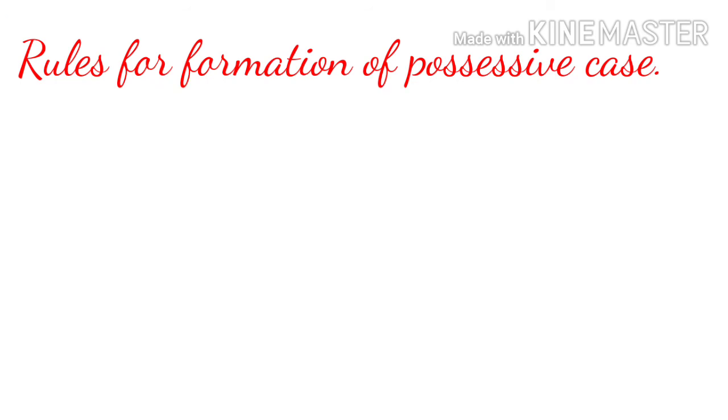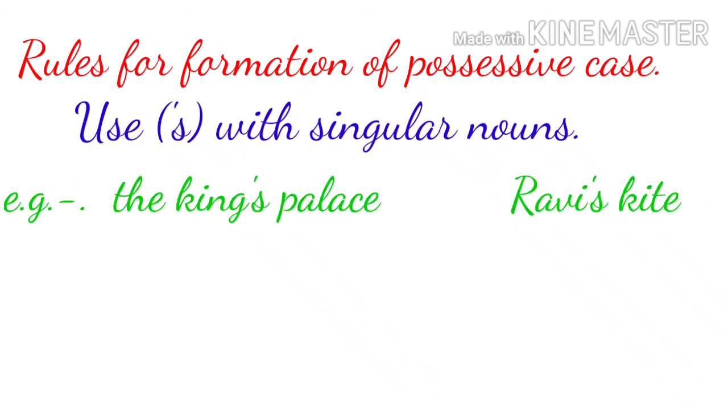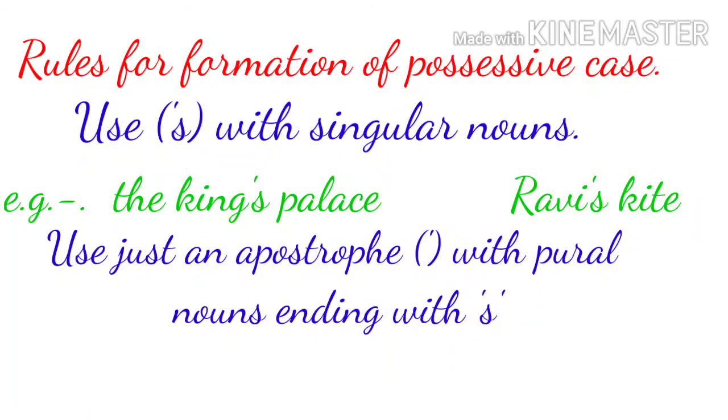Now let's learn the rules for formation of the possessive case. We use apostrophe and s with singular nouns. The possessive case of a singular noun is formed by adding apostrophe and s. For example, the king's palace. Here king is the singular word, and to show the belonging of the king, we put apostrophe and s. So it will become the king's palace. Likewise, Ravi's kite.